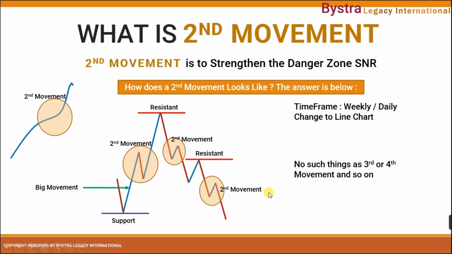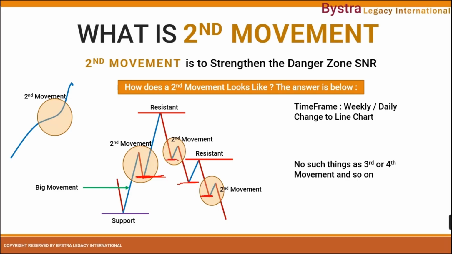So there is no such thing as a third movement or a fourth movement. The moment when price has a resistance on the top, this will be your second movement, and this will be your resistance. Come back down, this will be your second movement. Now, I know you guys were going to ask, what about here? Yes, this you can mark as your support. This you can mark as your support. No issue. This you can mark as your support.